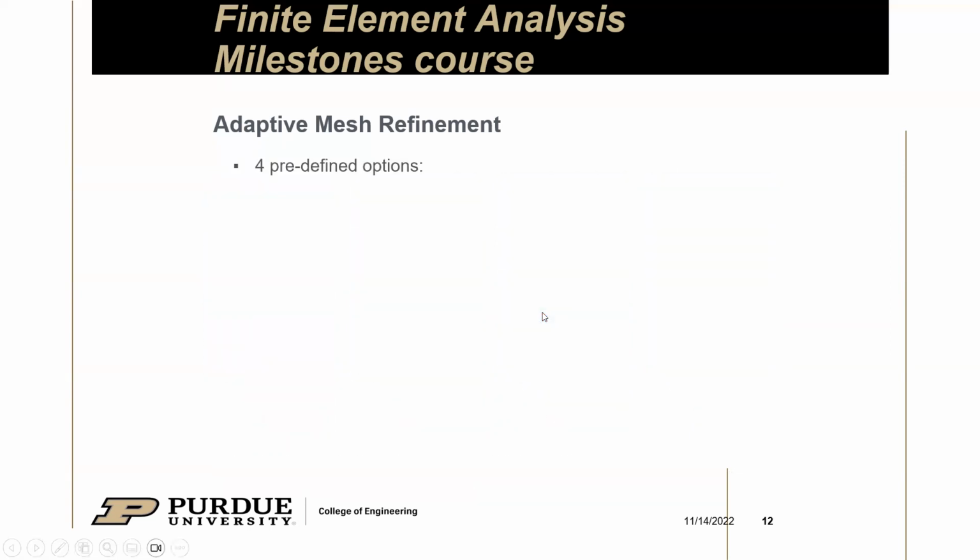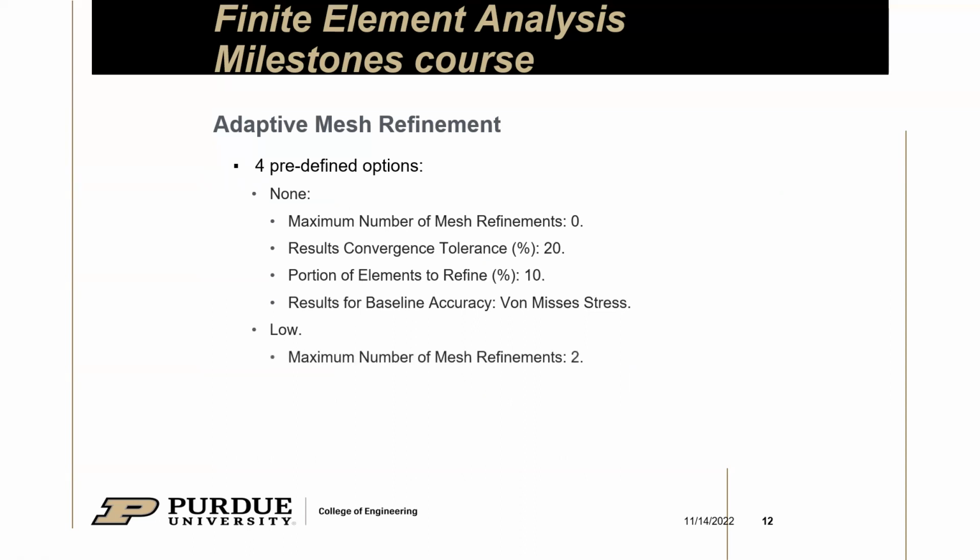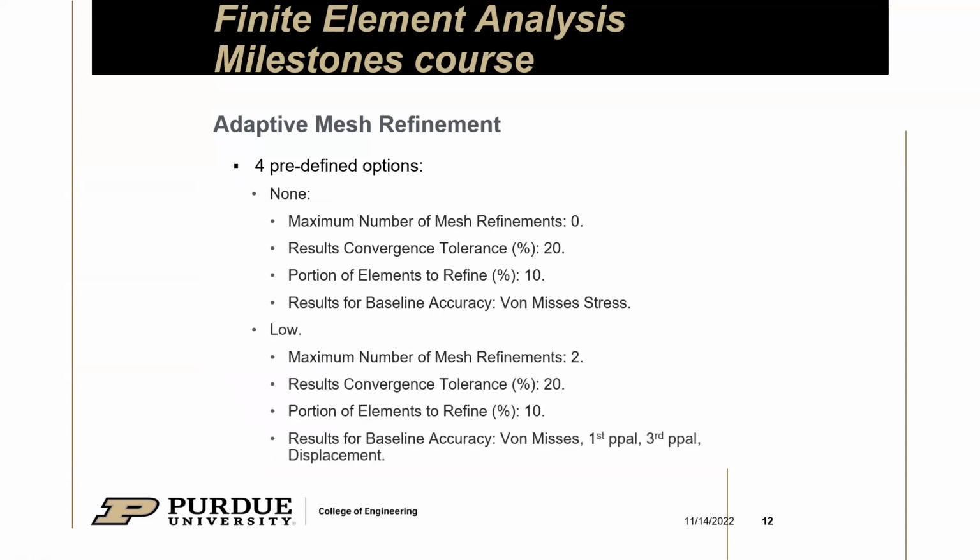Okay. Yeah, and there are four predefined options for you guys to choose. None, I'm going to be real with you guys, is really like, if you can see here, maximum number of mesh refinements is zero. So Fusion just runs it once and that's it. There's no mesh refinement basically. Then we have flow, which has these.